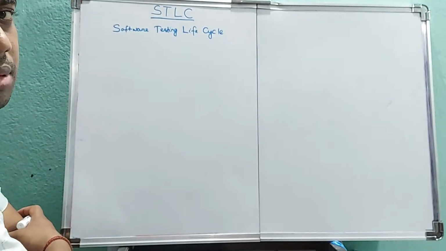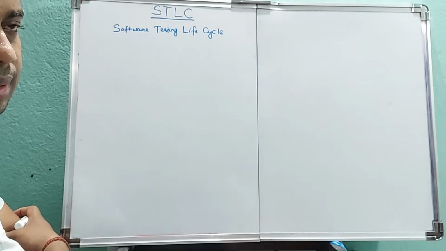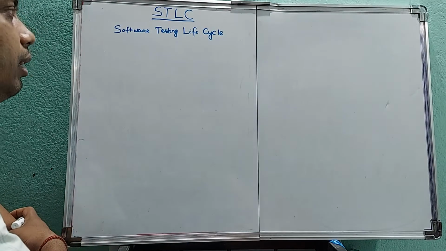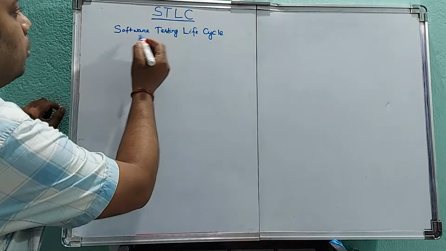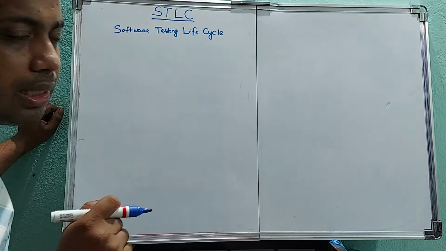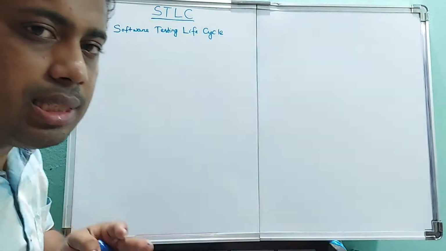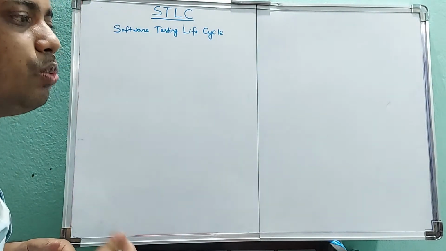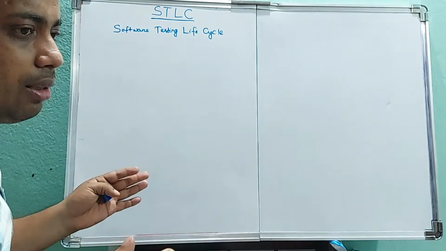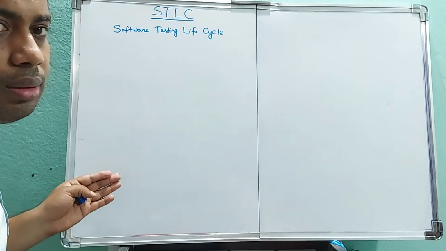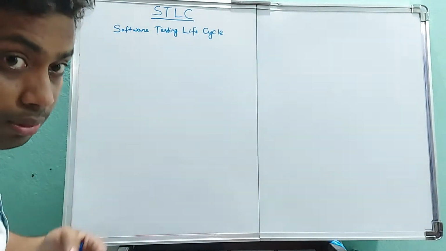We have seen in the previous video the concept of SDLC. It is equivalent to that of STLC. The only thing is D has been replaced by T here, for testing. In SDLC we have seen testing is one of the phases, but testing itself has its own life cycle. So let's understand where it starts and where it ends.